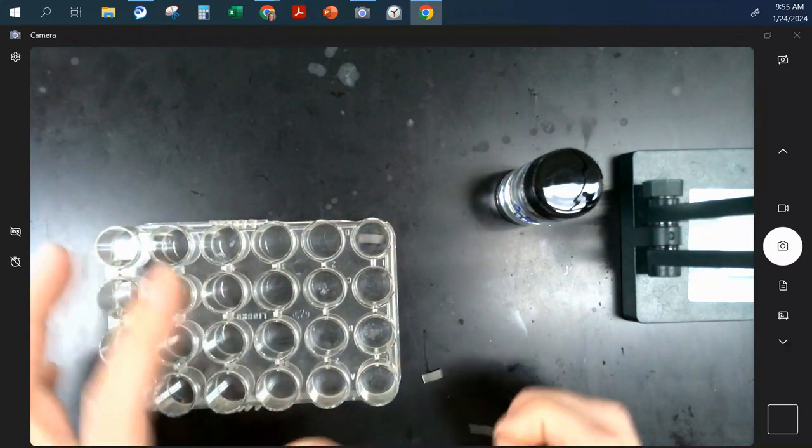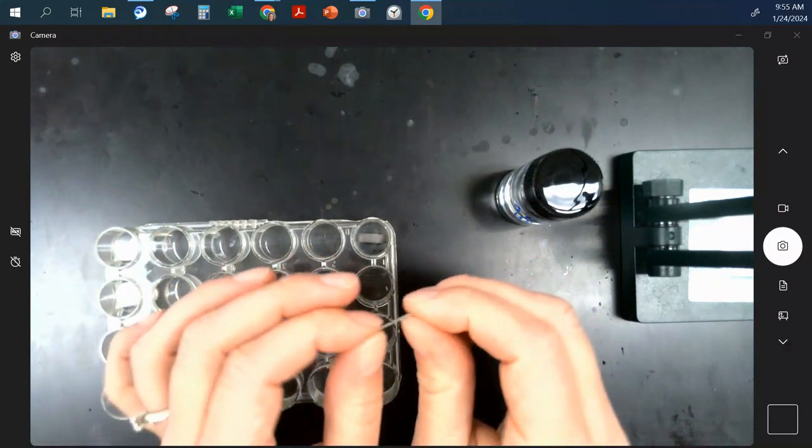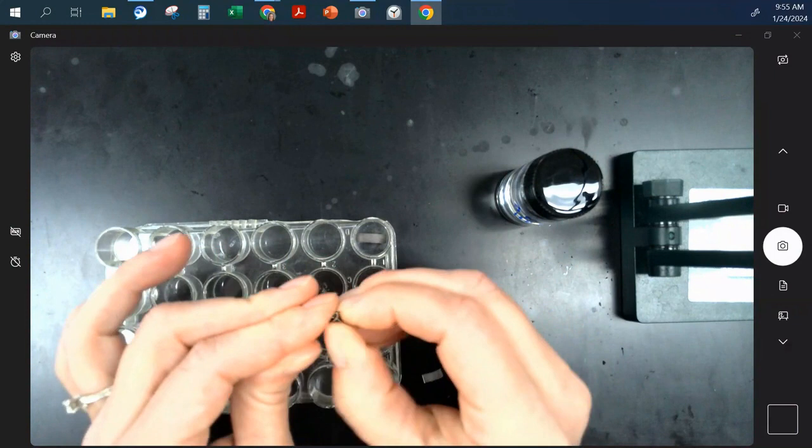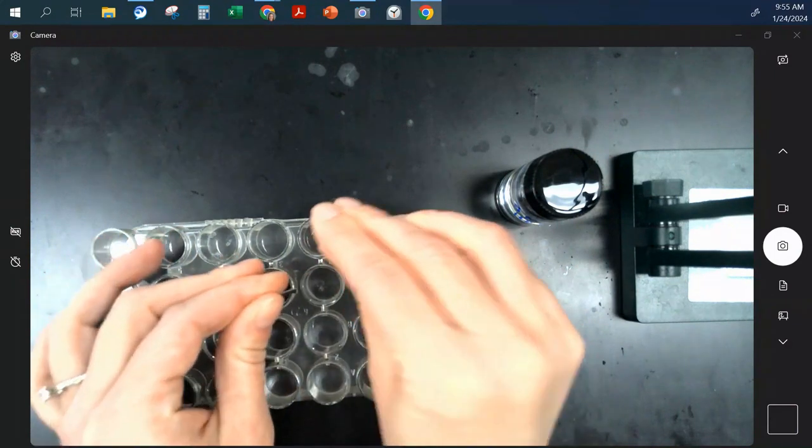I'm going to put it in there. And this one, I'm going to say similar size as best as I could. I'm going to break it into tiny pieces. So this would be how I test particle size.